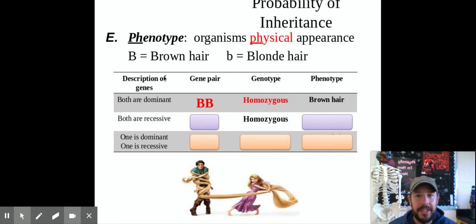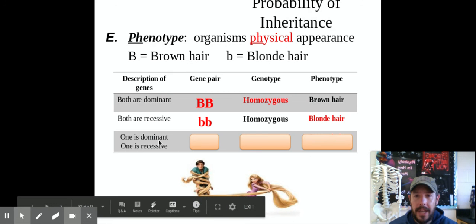Now, what if both are recessive? Both are recessive. Do you remember capital or lowercase letters, Bones? Lowercase, very good. So little b. This is homozygous as well because they're both recessive and they're both the same. So what color hair are you going to have? If you had hair, Bones, you're right. You would have blonde hair.